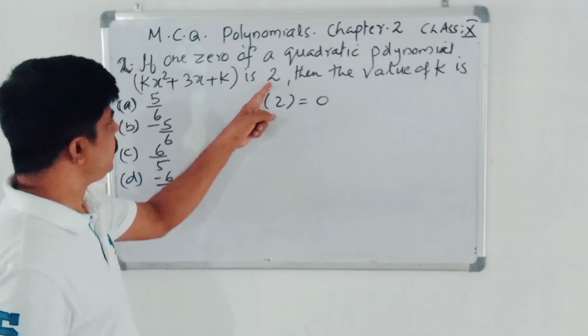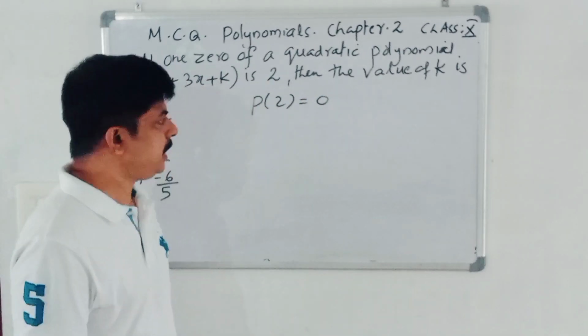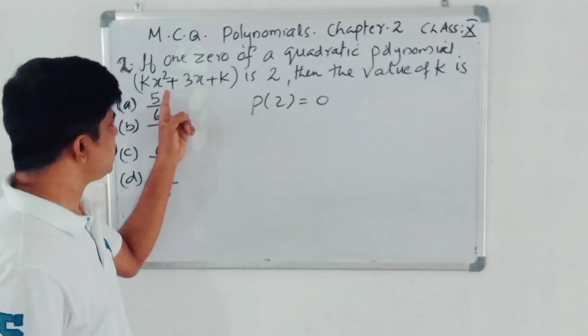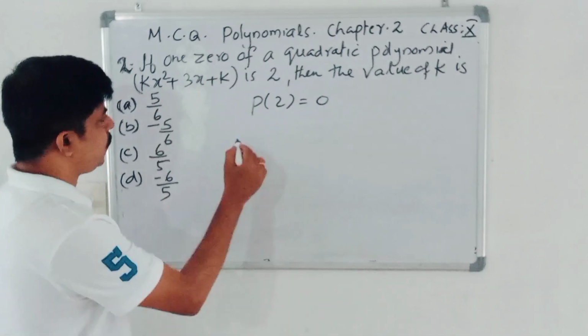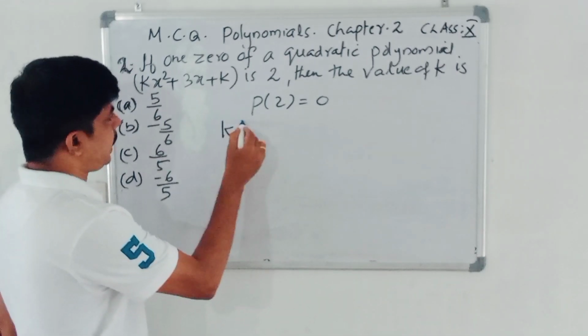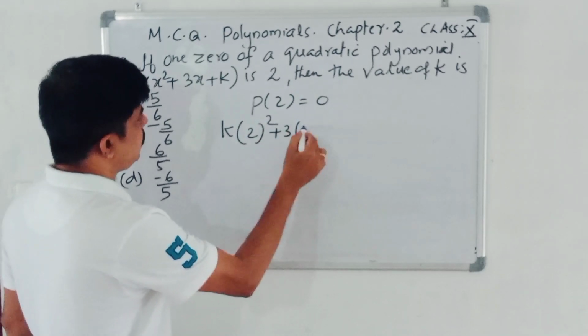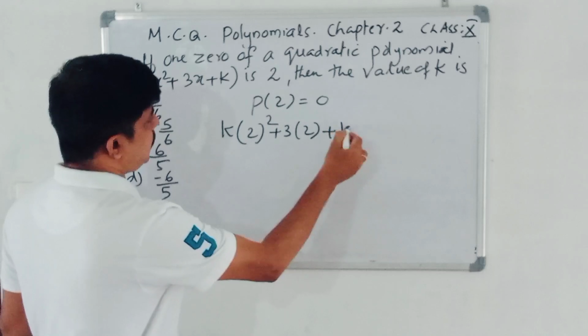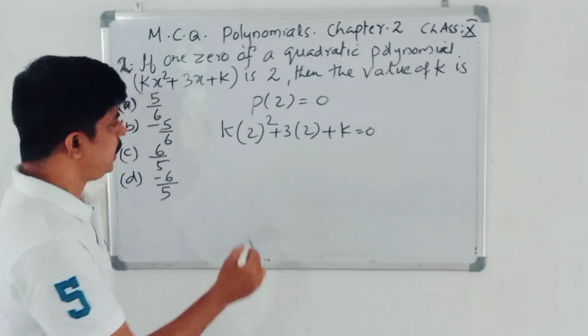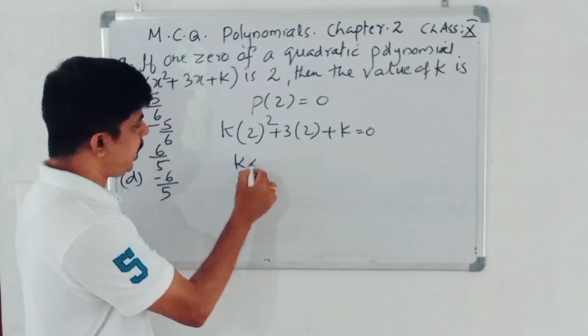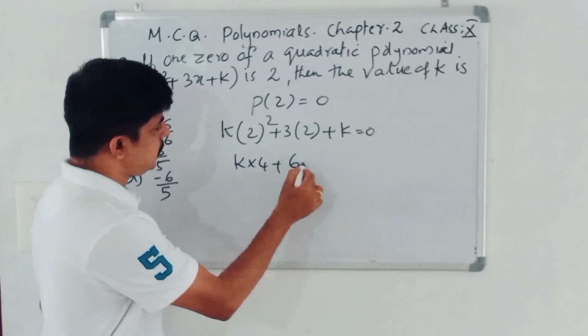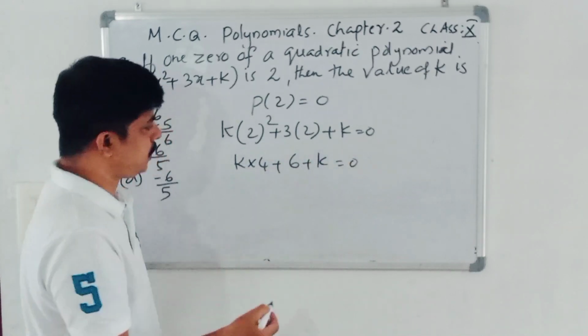2 is one of the zeros of the given quadratic polynomial. We have to substitute 2 for x. Therefore, k into x will be substituted by 2. k into 2 square plus 3 into 2 plus k is equal to 0. 2 square is 4. Therefore, k into 4 plus 6 plus k is equal to 0.